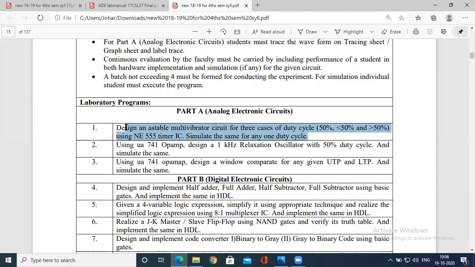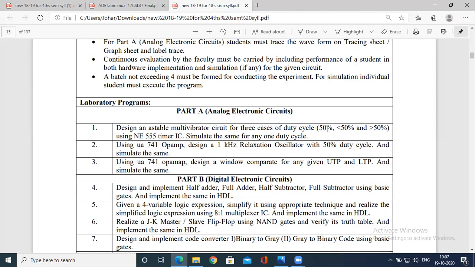Today we would see the 555 timer experiment number 1 of part A, that is, design an astable multivibrator circuit for 3 cases of the duty cycle, that is above 50%, less than 50%, and equal to 50%. For greater than 50%, maybe you can consider 70%. For less than 50%, maybe you can consider 30%. And this is exactly equal to 50%.